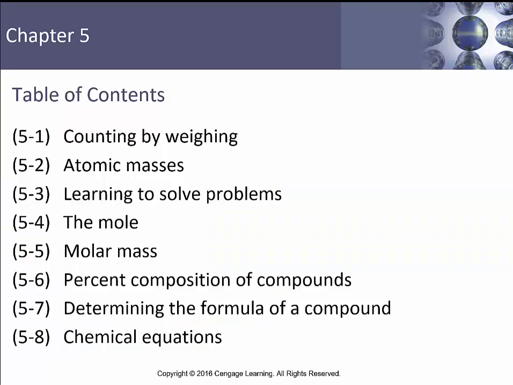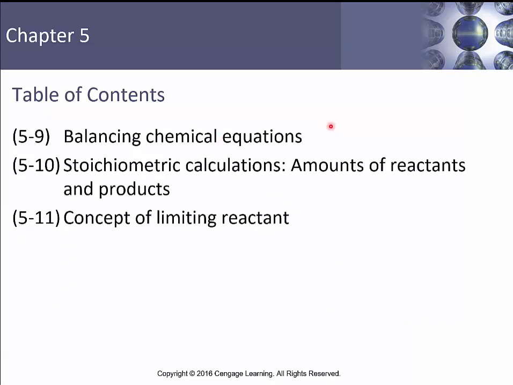So our basic rundown is 5.1. We'll talk about counting by weight. Then we will look at our atomic masses. And then we'll learn to solve some problems. We'll talk about the molar masses, percent composition of different compounds. Remember Dalton's original formulation about laws of definite proportion, right? And then determining the chemical compound of a formula. We'll look at chemical equations. We'll talk about balancing chemical equations. That's that multiple proportion stuff. We'll do some stoichiometric calculations, amounts of reactants and products, and we'll talk about the concept of the limiting reactant.